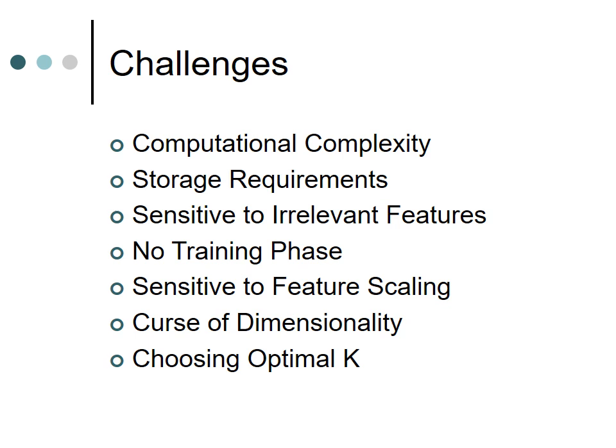Next, it is sensitive to irrelevant features. It does not automatically differentiate between the importance and relevance of the features. So irrelevant or noisy features can negatively impact the performance of the model. There is one more important thing, and the major drawback is there is no training phase. Since KNN does not build a model during the training phase, there is no opportunity for optimization before making predictions.